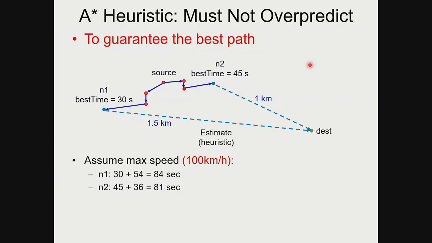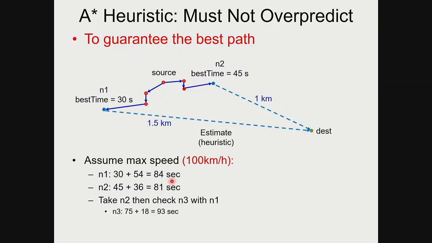So would that fix our problem? Let's see. Right now we're back to the problem where we're comparing between N1 and N2. And remember, Dijkstra will just choose N1. Here we're trying to prioritize based on distance as well. So with 100 kilometers per hour, N1 will be 30 seconds, which is the best time, plus 1.5 kilometers over 100 kilometers per hour, that's around 54 seconds, so that's 84 seconds, right? N2 is going to be 45 seconds plus 1 kilometer over 100 kilometers per hour, which is around 36 seconds, so that's around 81 seconds. So we're still choosing N2 here, right?